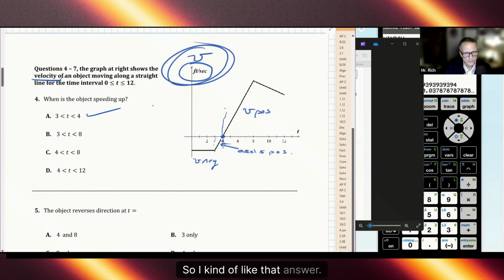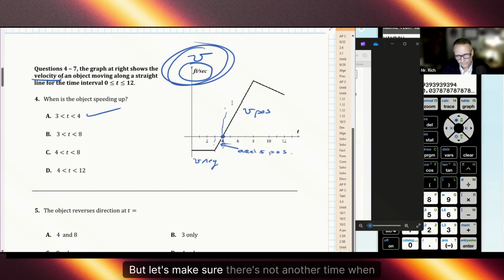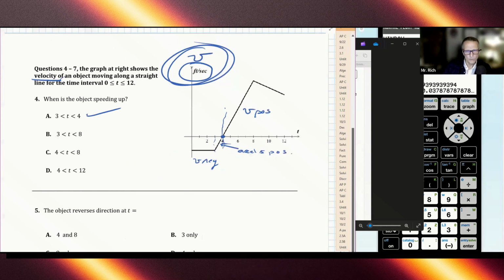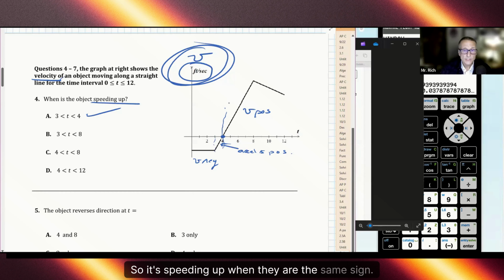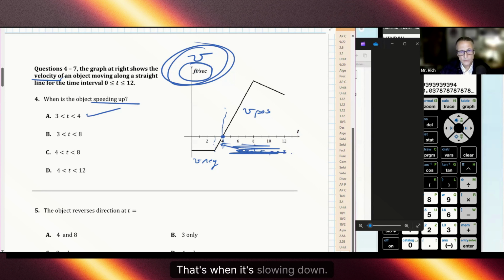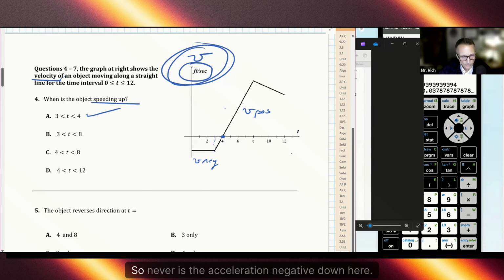So I kind of like that answer, but let's make sure there's not another time when it would be speeding up. I'm sorry, that's when it's slowing down. Oh boy, it's when it's speeding up. So it's speeding up when they are the same sign. Opposite signs is when it's slowing down. So same sign. So never is the acceleration negative down here.